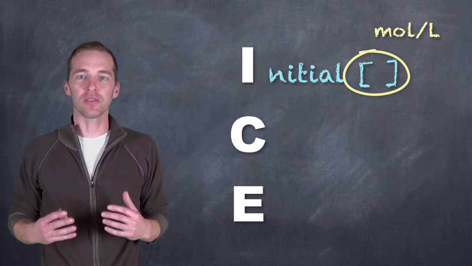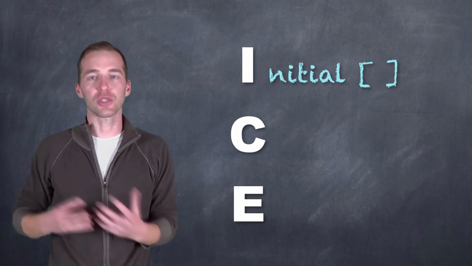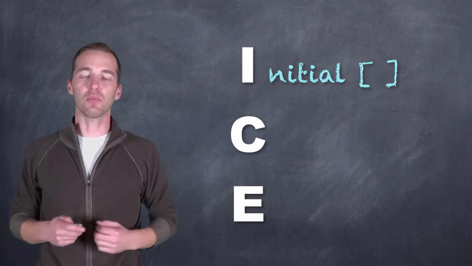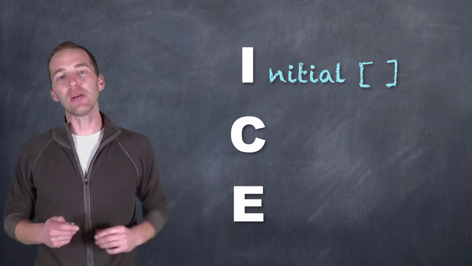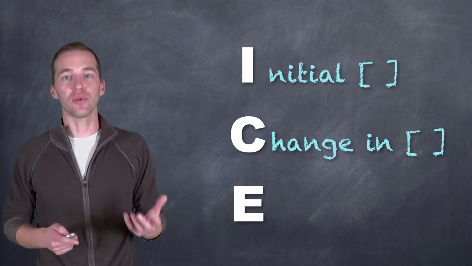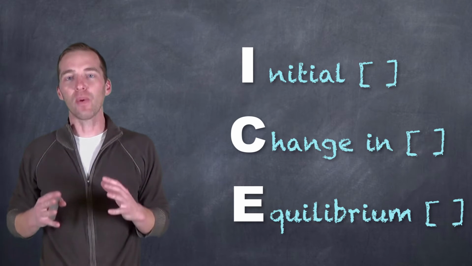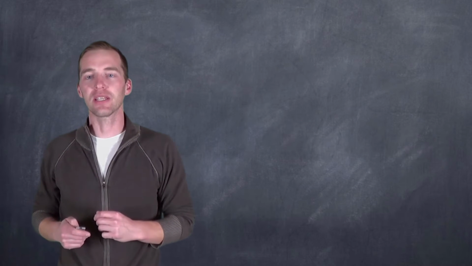Incidentally, the ICE table can also be set up for amounts in terms of moles or partial pressures, but we're just going to take a look at it in terms of its molar concentration. The C refers to a change in concentration, and the E, of course, refers to the equilibrium concentrations. So let's take a look at how we actually use this by taking a look at an example.